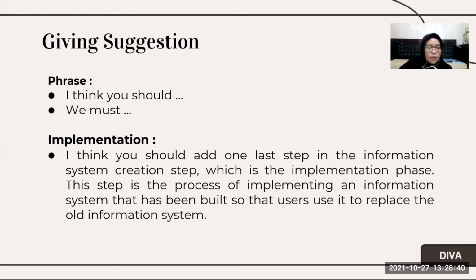And then the phrase for giving suggestions. We can use phrases like this. I think you should blah, blah, blah, or we must blah, blah, blah. We can apply in our meeting. You can say, I think you should add one last step in the information system creation step, which is the implementation phase. This step is the process of implementing an information system that has been built so that users use it to replace the old information system.